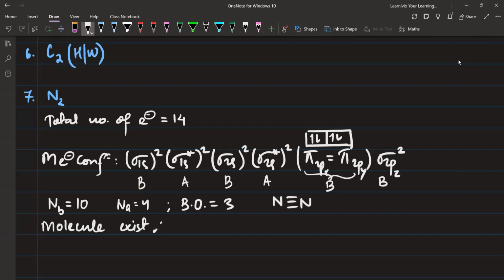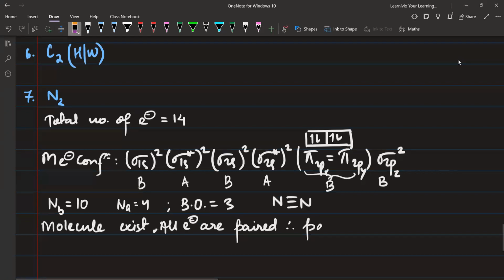And we can say all electrons are paired, therefore diamagnetic. We have to study N2 in a bit of detail. Copy this down, raise your hand once you're done.